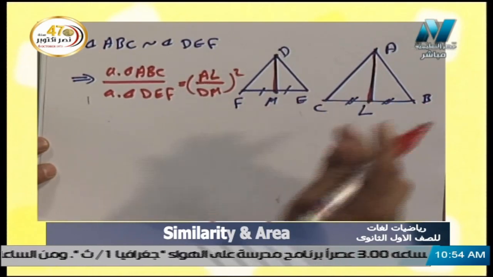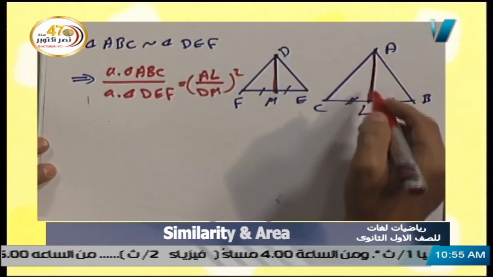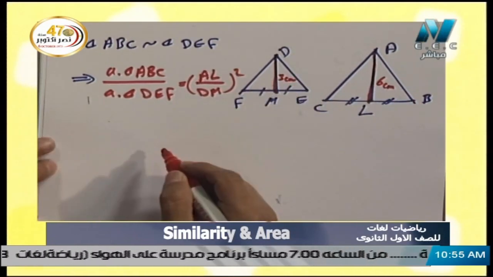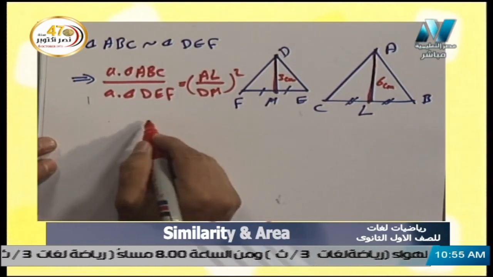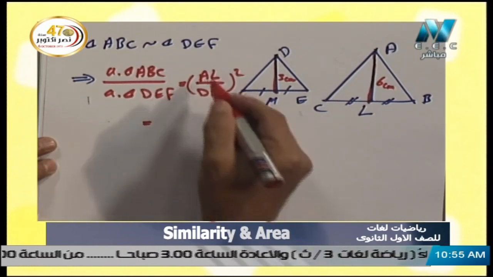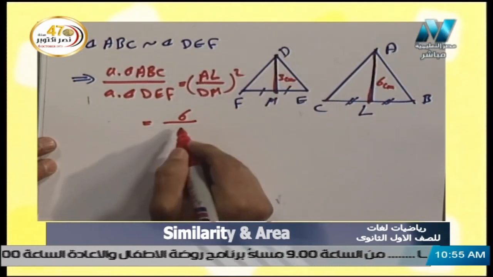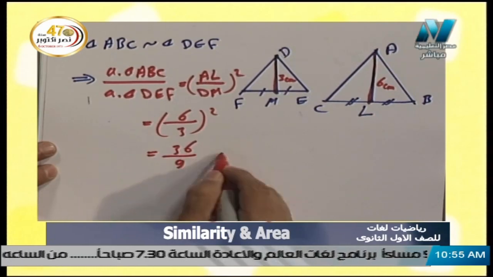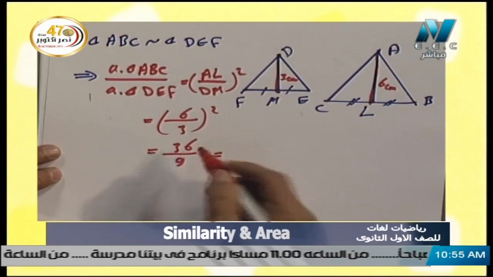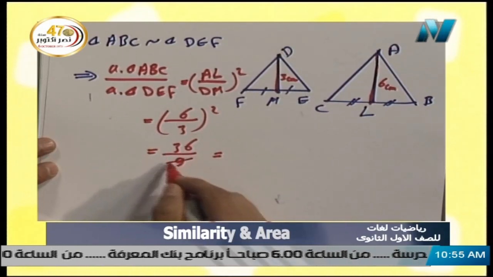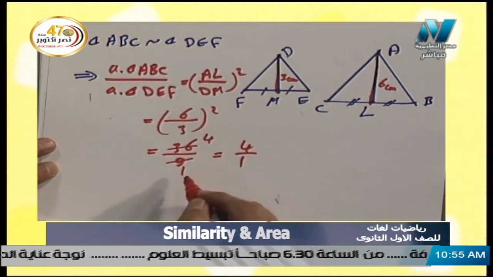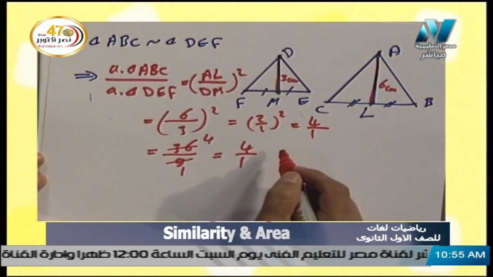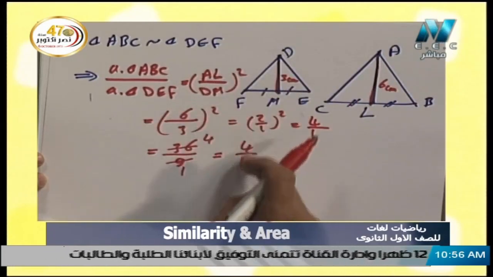So if we have two triangles and they are similar, and the length of a median here equals, as an example, 6 centimeters, and this one equals 3 centimeters, and we want to find the ratio between the area of triangle ABC over the area of triangle DEF. AL equals 6 over DM equals 3, squared. Then the ratio between the two triangles equals 36 over 9, so 6 times 6 equals 36, and 3 times 3 equals 9. We can divide by 9, so it's 4 to 1. From the beginning, 6 over 3 equals 2 over 1, and we can square it to be 4 over 1. So the ratio between the areas of the two triangles ABC to DEF equals 4 to 1.